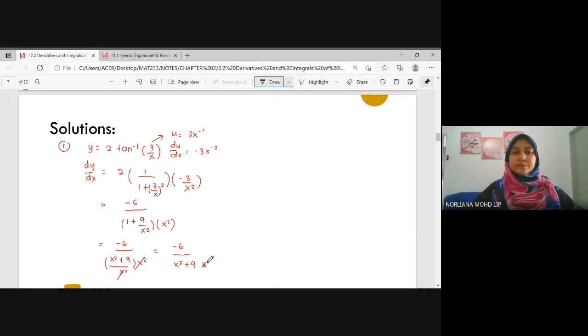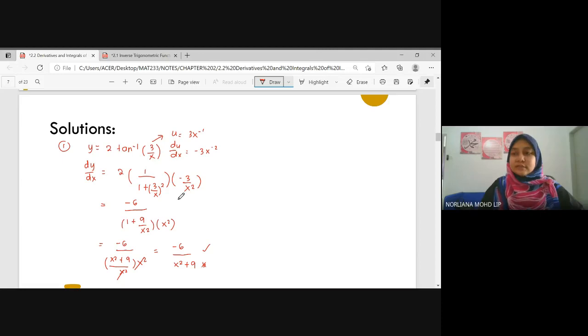Okay, ni. Awak kena simplify lah sampai dapat answer ni. Simplify. Tak boleh tinggalkan sampai macam ni je. Macam ni ada fraction, mesti ada numerator and denominator je kan.